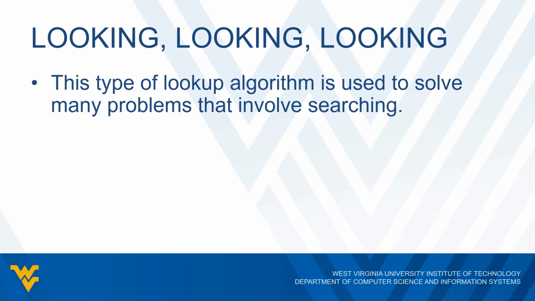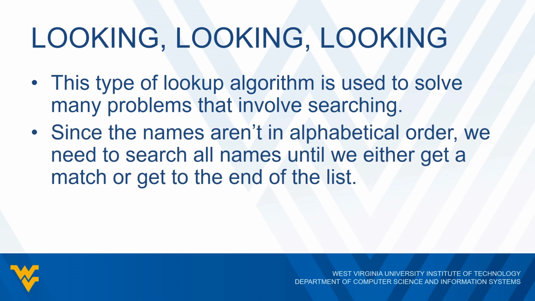This type of lookup algorithm is what we normally use to solve the different types of problems that are associated with searching. So, if we're going to search for something in a list of things, well, we need to just check to see if it matches any of the things in that list. So this is a very common approach for searching something. Now, the key thing here is that the names are not in alphabetical order. We assume that it is not sorted in any fashion.